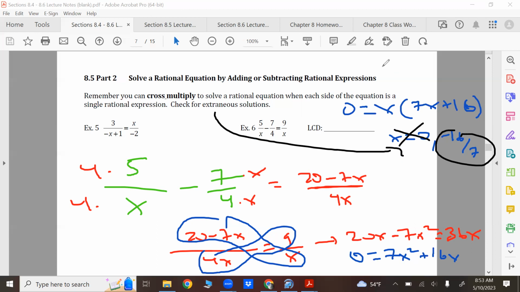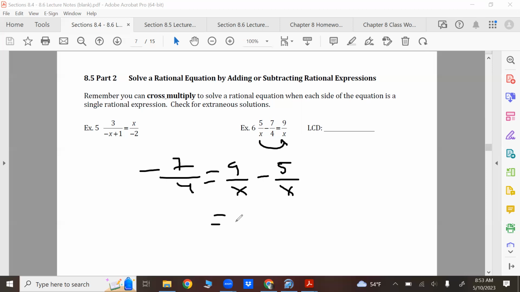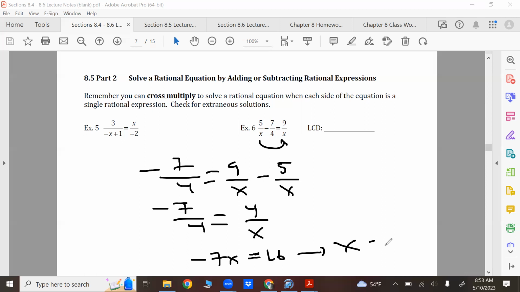Let me show you a more efficient process, and I'm going to use this more efficient way for the rest of the notes. I heard some people say, let's combine these two fractions, right? Which I would agree, that would be a wise move. So you have 9 over x minus 5 over x. Is that what you guys are saying? Yeah, totally agree. So 4 over x, see how much cleaner that is? Then you get negative 7x equals 16. See, I did way fewer steps, right?